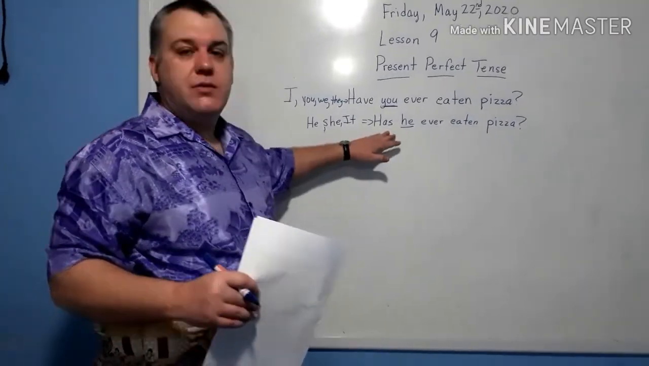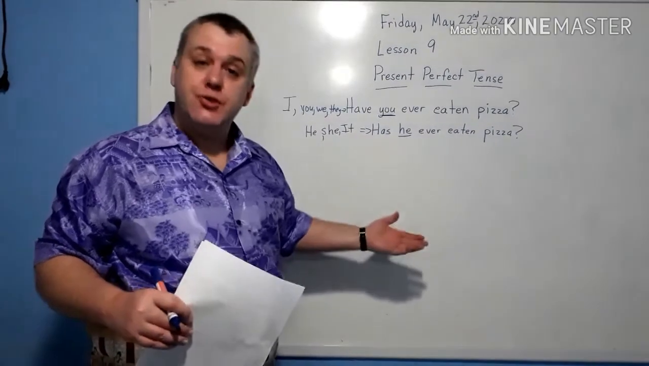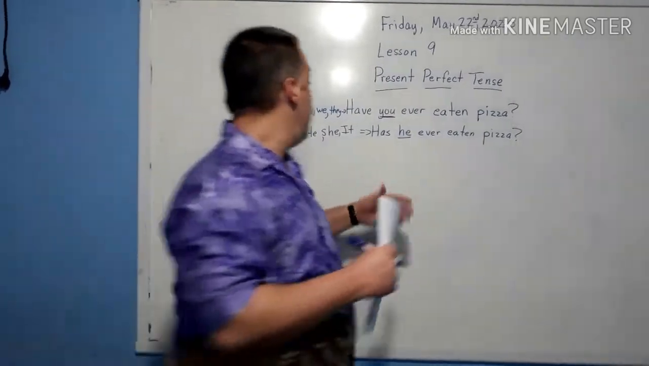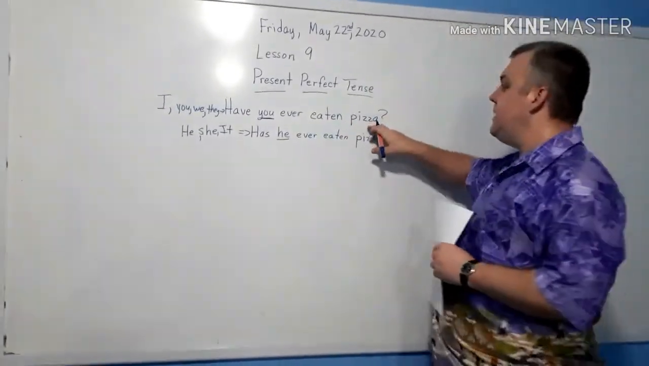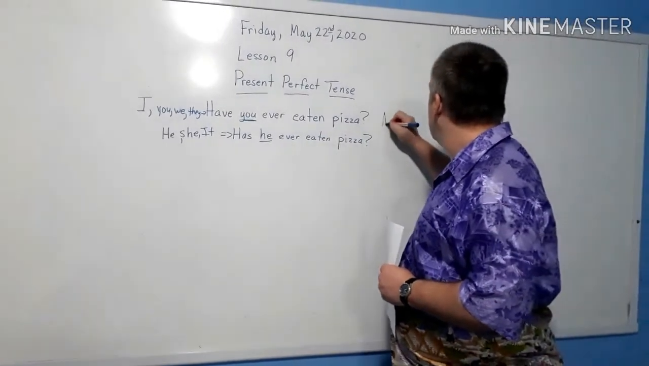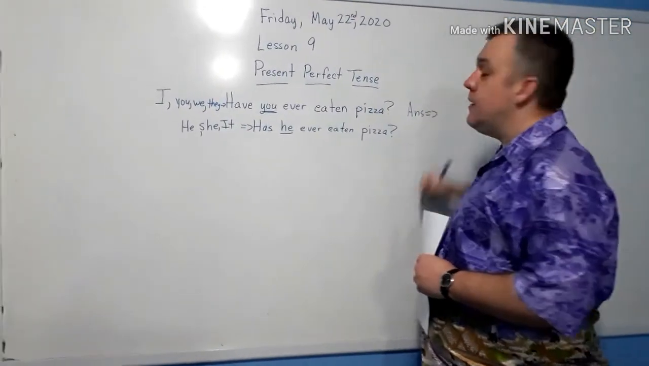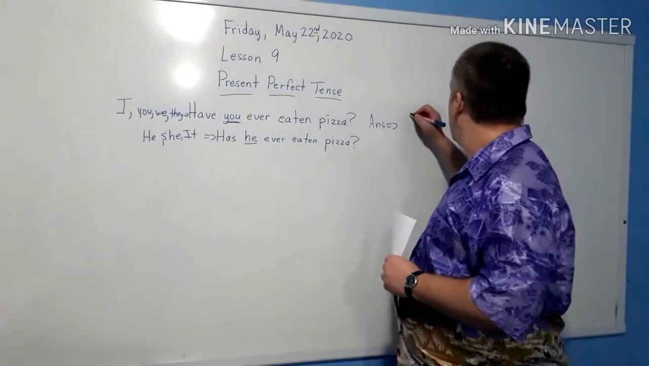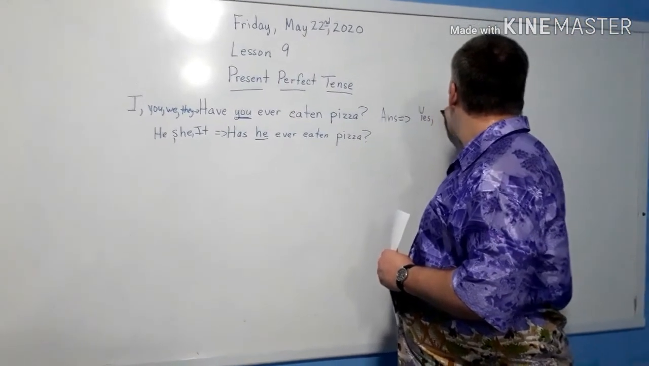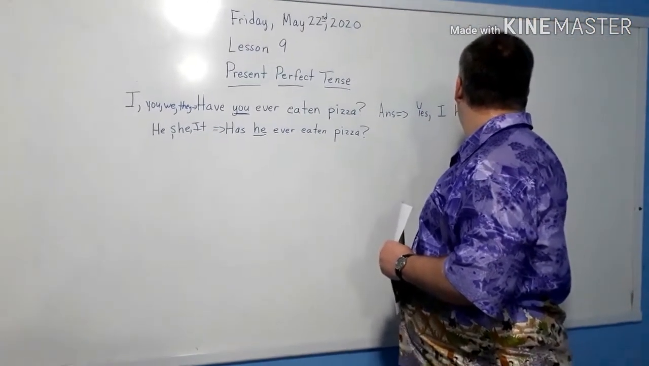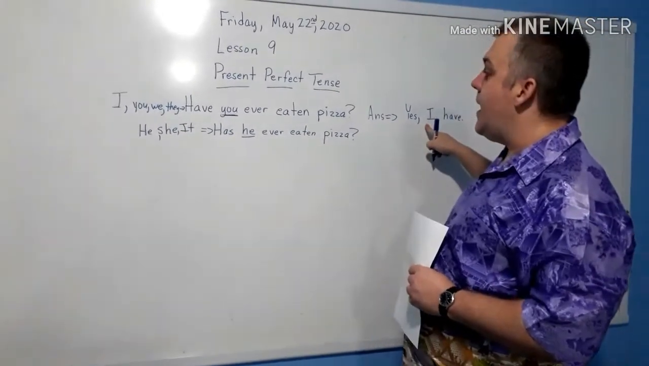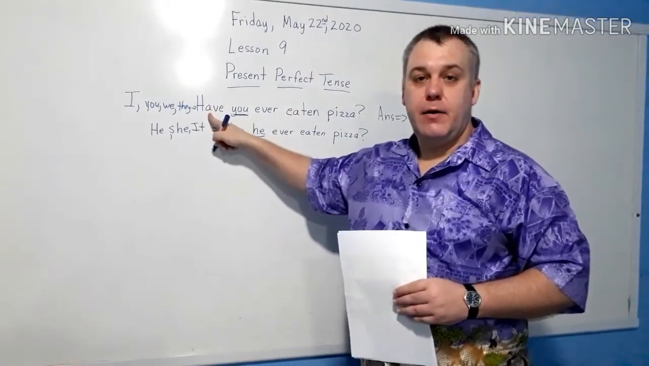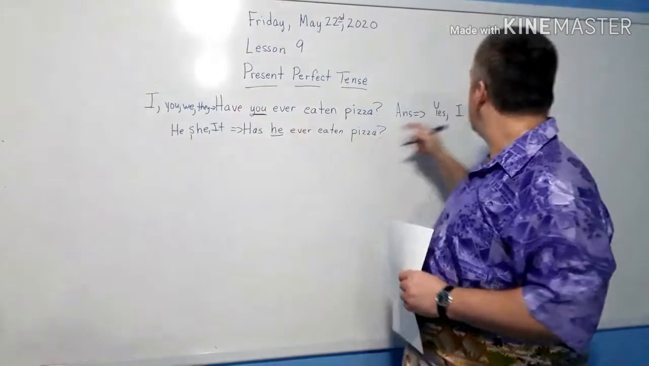So, this is the question form. Now we have to do the answer form. This is the question, now we will do the answer. Okay? Have you ever eaten pizza? The answer is yes, I have. Look, we have I here. When we use I, we use it with have. So, yes, I have.